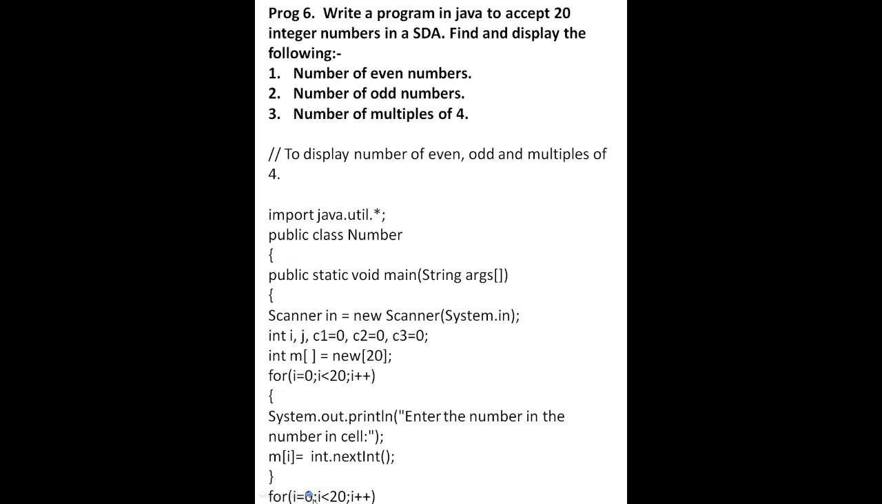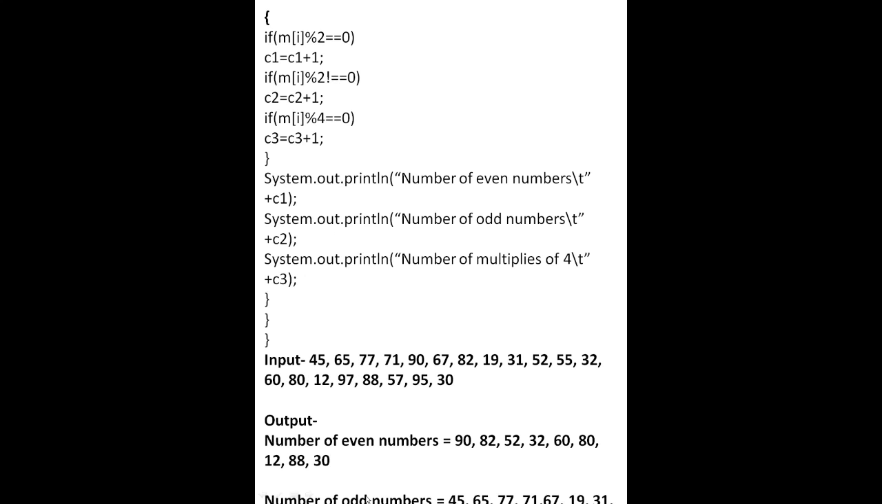Now for i started from 0, i less than 20 and i plus plus. Then we will write the condition: if the number which is stored in the m memory location, i loop is here, first it will divide it by 2 and the remainder is 0, then the number is an even number, so the number is stored in c1, then the second number, then the third number stored in the form of c1.